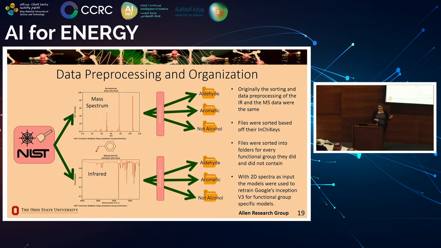We then went ahead and organized all of our data into different folders. We wanted each of the data points, each of the spectra, either the IR or the mass spectra, to be separated into the folders of the functional groups that the molecule did contain, and then differently labeled folders for the functional groups that it did not contain. And so from doing this, we were able to create large data sets that we are then going to use for individual models looking at one functional group and one functional group classification at a time.